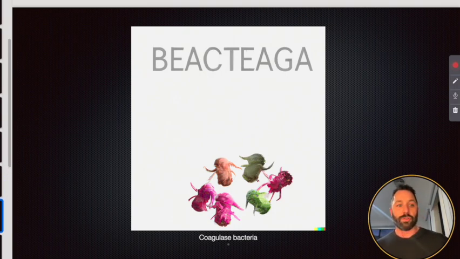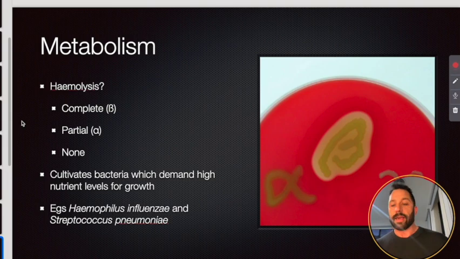Could also do horse blood agar to check for whether there's hemolysis. So if we've got beta, which is here, that's complete hemolysis. Alpha's partial, it comes up as green. We had this in the lab the other day. And it cultivates bacteria which demand high nutrient levels for growth. Haemophilus influenzae and Streptococcus pneumoniae are typical of these, so we can select for that.